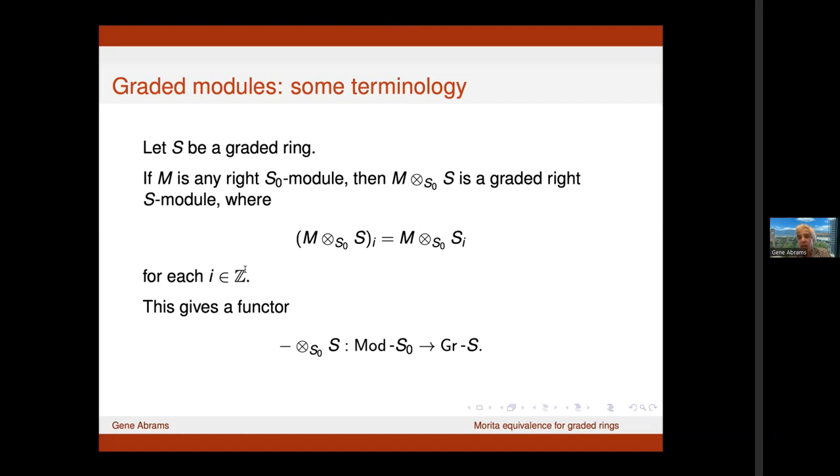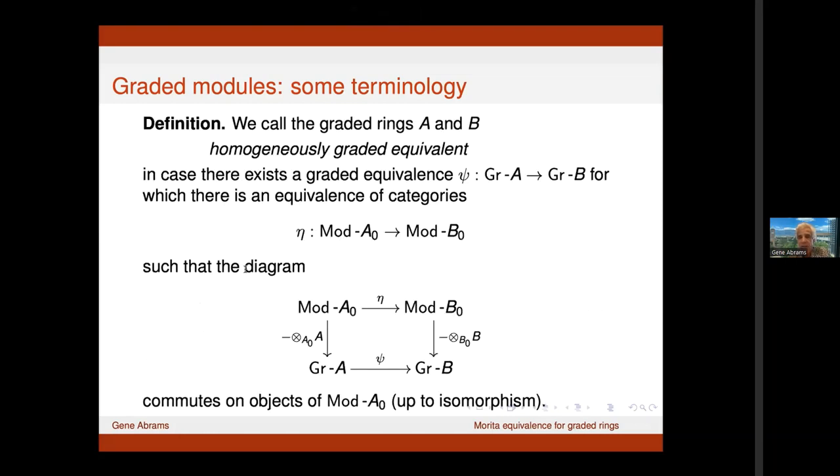Okay, and finally, it's easy to show that if you start with a module over the zero component and you tensor that on the left with the ring S, then you get a graded right S-module. And so we get a functor from the modules over the zero component to the graded modules over the ring S. And here's the definition that will allow us to write down the analogous condition in the M1 case. So we'll say that graded rings are homogeneously graded equivalent in case not only are they graded equivalent, but somehow that graded equivalence plays well with these functors from the zero components. So there's some consistency with these functors from the zero components in the grading.